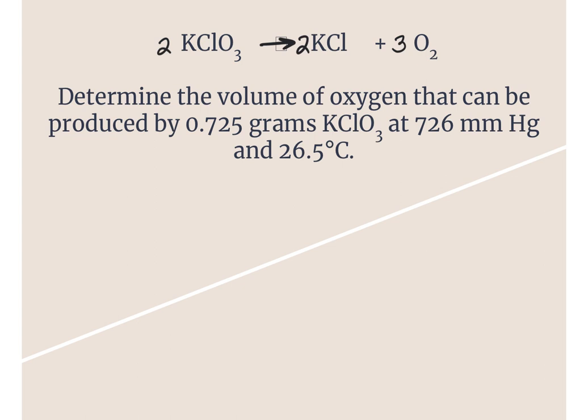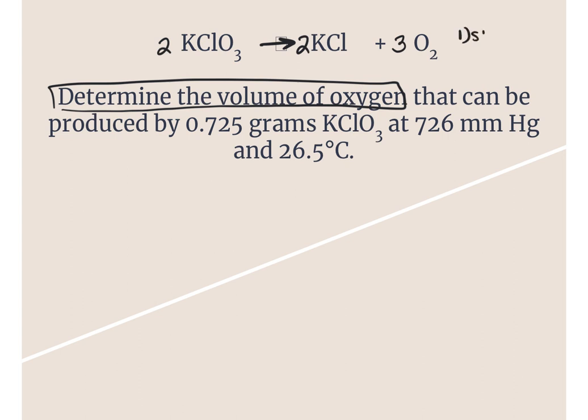So this one's a little bit different because now we're being asked to find the volume of oxygen. So we can't really start with PV equals nRT because we don't have volume and we don't have moles of oxygen. So that means first I'm going to do the stoichiometry to go from grams of KClO3 into moles of O2. Then I'm going to do PV equals nRT. Okay? So to do the stoichiometry to start isn't too bad.